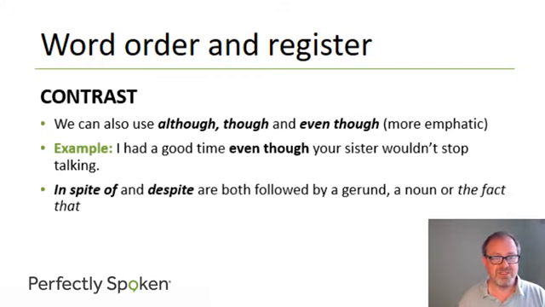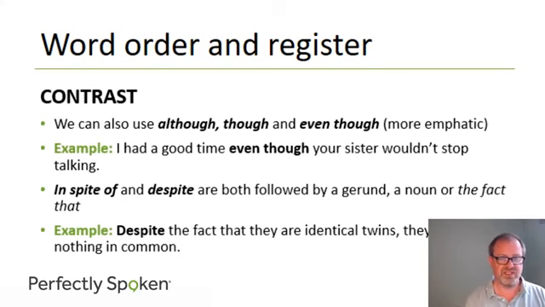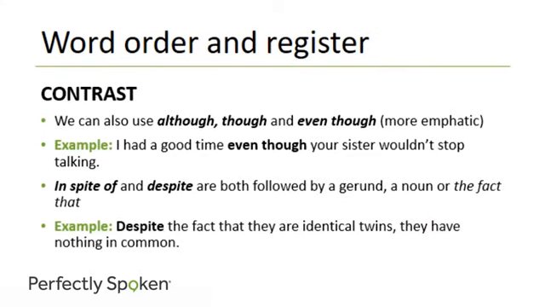In spite of and despite are also used for contrast. They are followed by three different structures, by a gerund, a noun, or the fact that. So we can see here, despite the fact they're identical twins, they have nothing in common. Despite being identical twins, they have nothing in common, if you use a gerund. Or we can also use a noun after despite and in spite of. In spite of, despite are exactly the same. Okay?